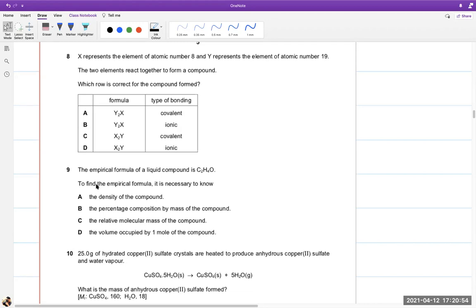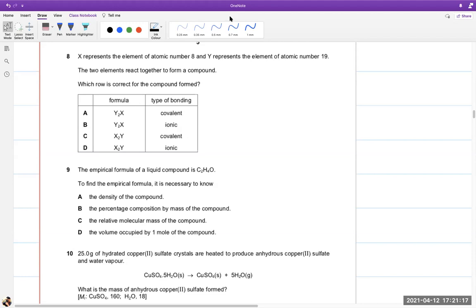The empirical formula for liquid compound is this. To find the empirical formula, it's necessary to know what. So to find the empirical formula, what do we do? We take the percentage mass, we divide it by its Ar for every element, and using that, we can find the empirical formula. That's what we do. So 9B is the answer that we should have.